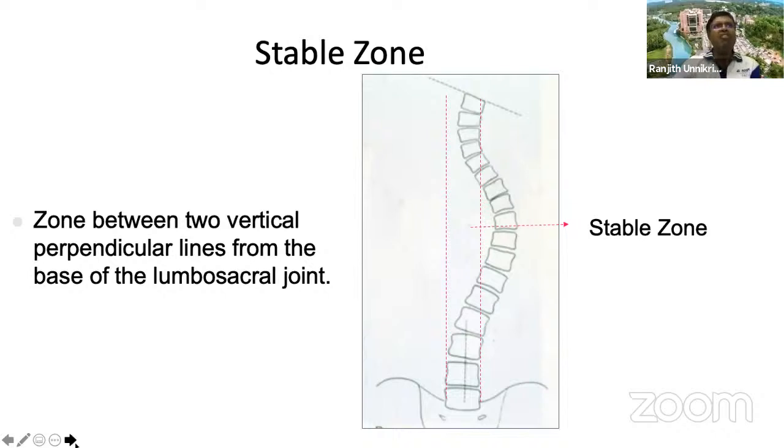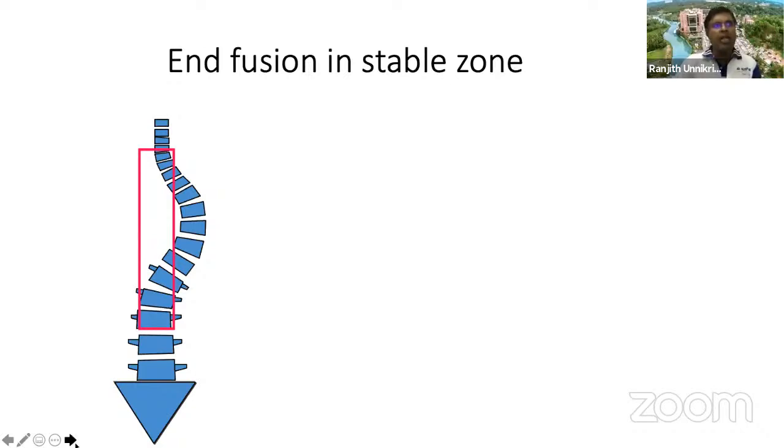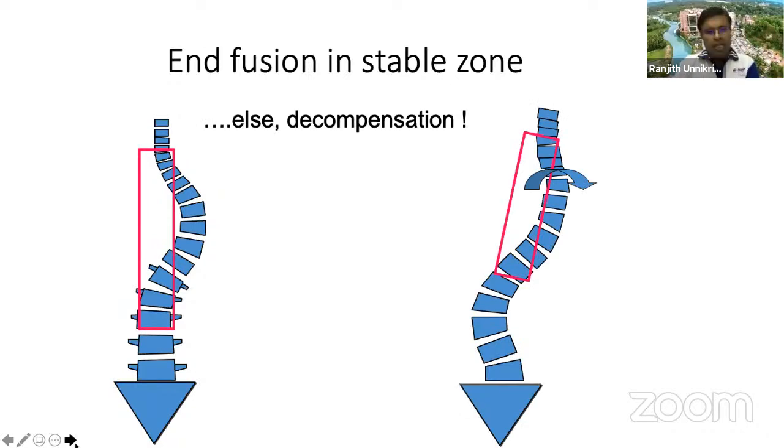Now, we all are very familiar with the stable zone of Harrington. We all want to say that all our instrumentation should come and stop at this stable zone. If not, they decompensate. Is it really true? This was in the era of Harrington. Today we've got more powerful derotation instruments available, better techniques available. So should we really think of all these things when we plan our strategy today?